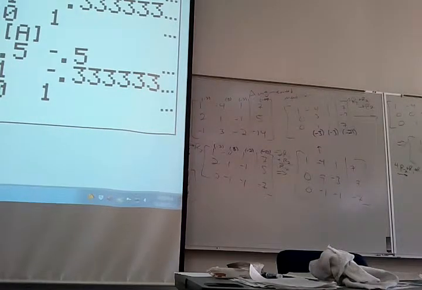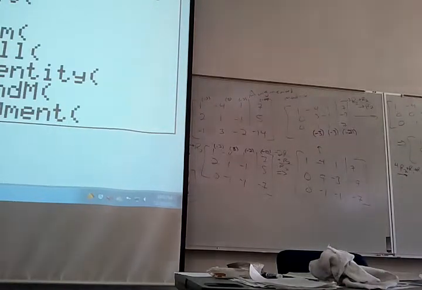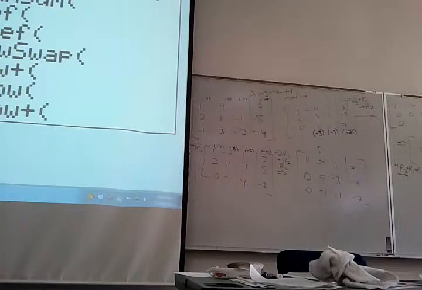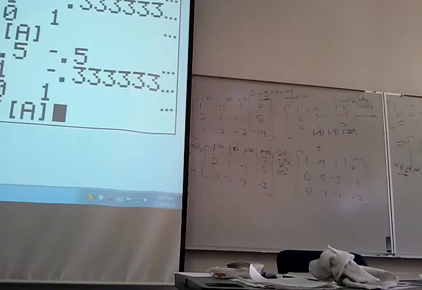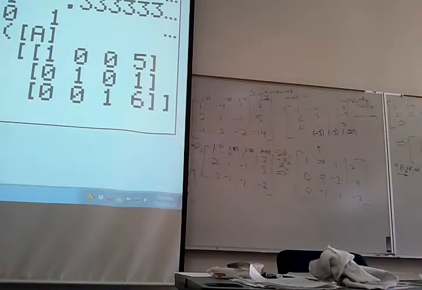So go back to matrix, math, RREF, and then matrix A. This gets a little annoying. Row reduced echelon form of A, that's going to be going all the way down. So there's my 516. Mine gave me 1, 0, 0.